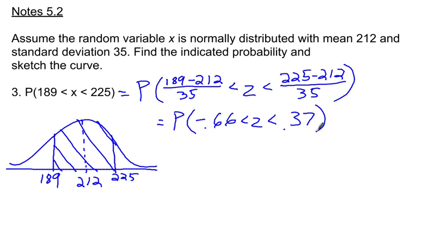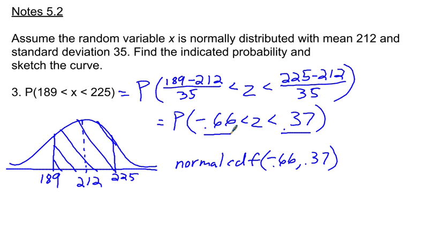And using the calculator, we would want normalcdf(-0.66, 0.37). If we're using the table, we would look up 0.37 and we would look up negative 0.66, and then we would subtract those two values. Either way, this should come to 0.3877.